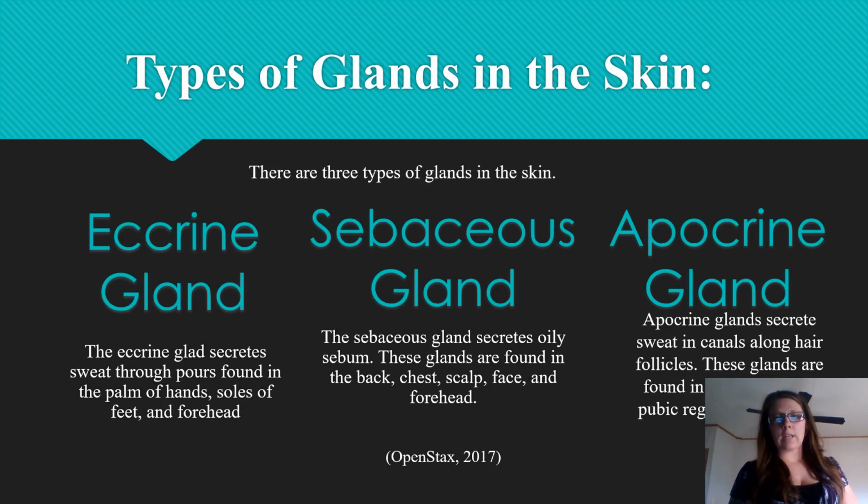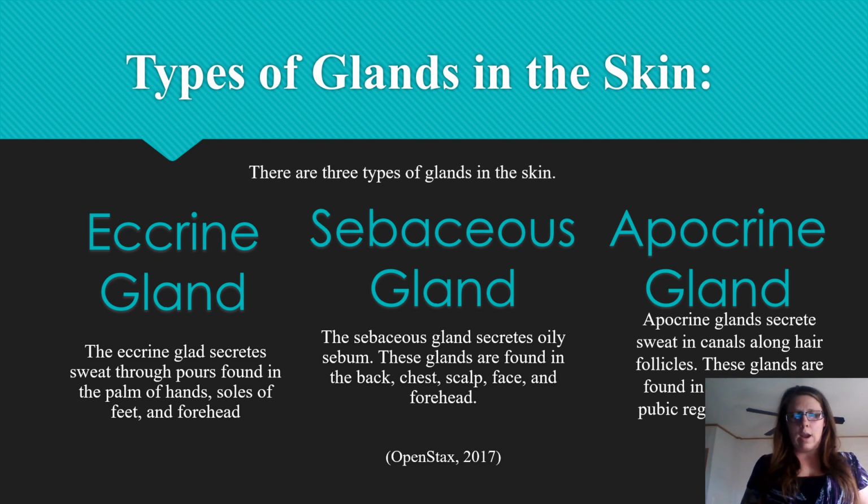There are 3 types of glands found in the skin: eccrine gland, sebaceous gland, apocrine gland. The eccrine gland secretes sweat through pores found in the palms of your hands, soles of your feet, and your forehead. Sebaceous gland secretes oily sebum. These glands are found in the back, chest, scalp, face, and also in your forehead.